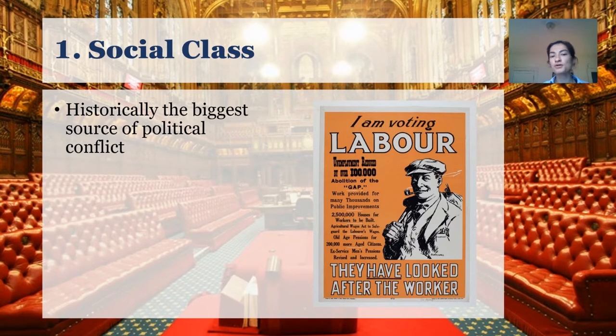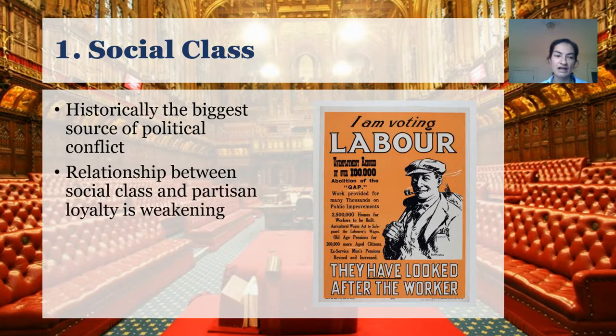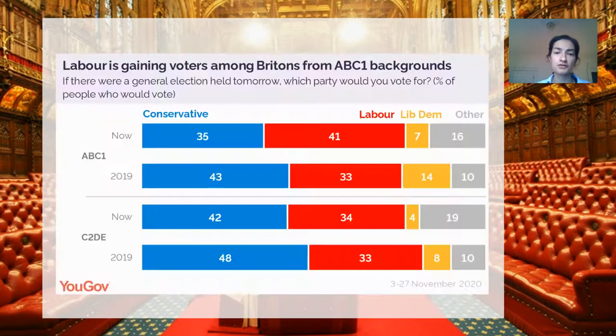You can see in this poster, which is a Labour Party advertisement from 1924, that for a long time the Labour Party very explicitly articulated its identification with the working class. You could probably figure that out because it's in the name, whereas the Conservative Party was historically the party of the middle and the upper classes. That said, in the last several decades, the relationship between social class and partisan loyalty in the United Kingdom has become a lot weaker. So there's no longer necessarily a straightforward breakdown in which working class people vote for the Labour Party and middle and upper class people vote for the Conservative Party.